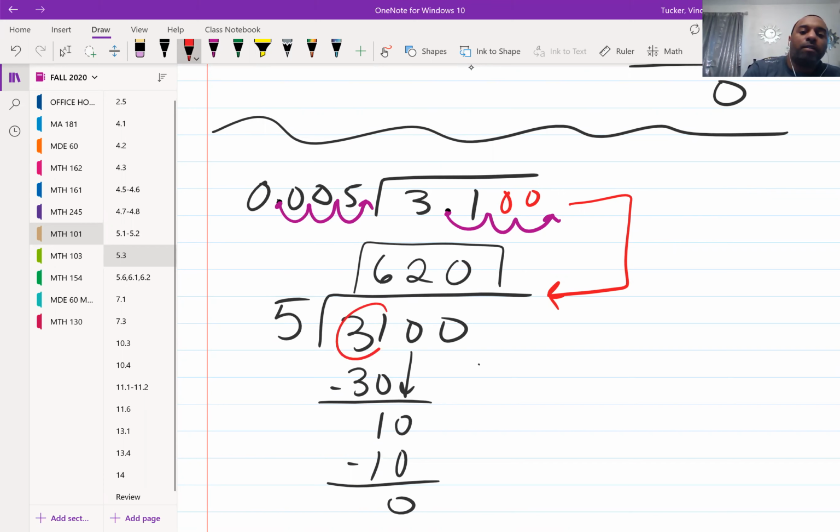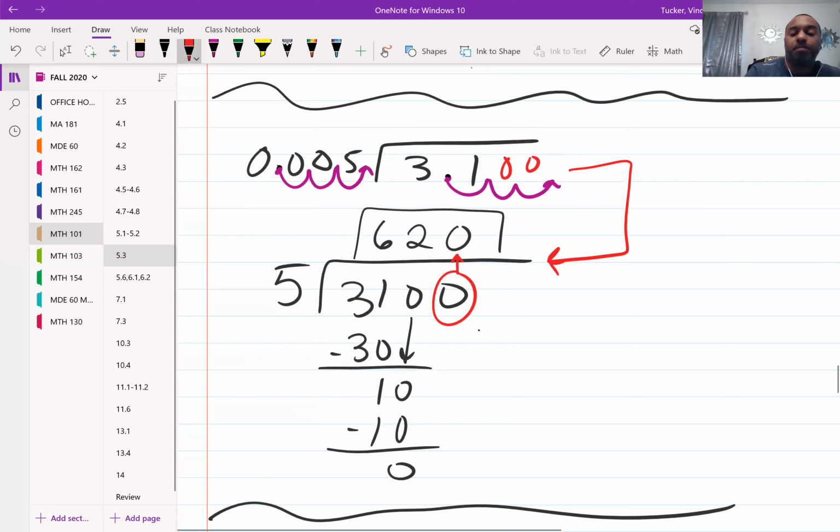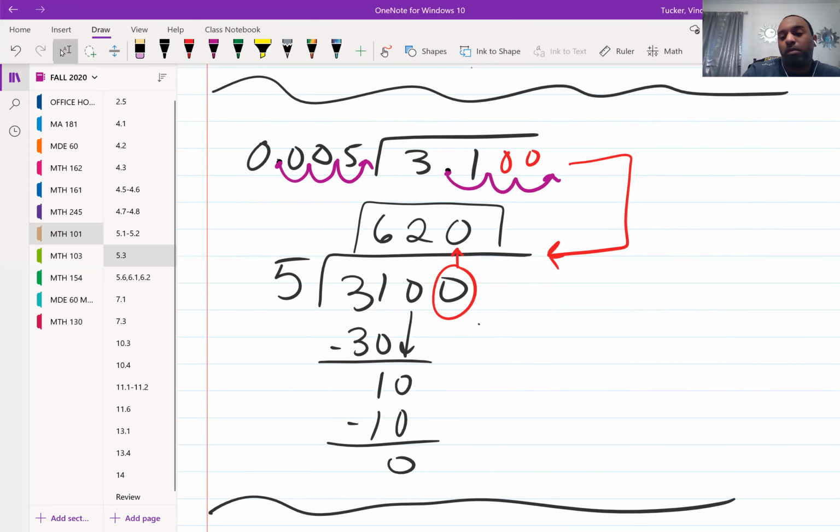So 5 goes into 31 6 times. 5 times 6 is 30. 31 minus 30 is 1. Bring down 0. That'll be 10. 5 goes into 10 2 times, and we have a 0 as a remainder. Since we had another 0 left here, we bring that up top to give us an answer of 620. Any problems?